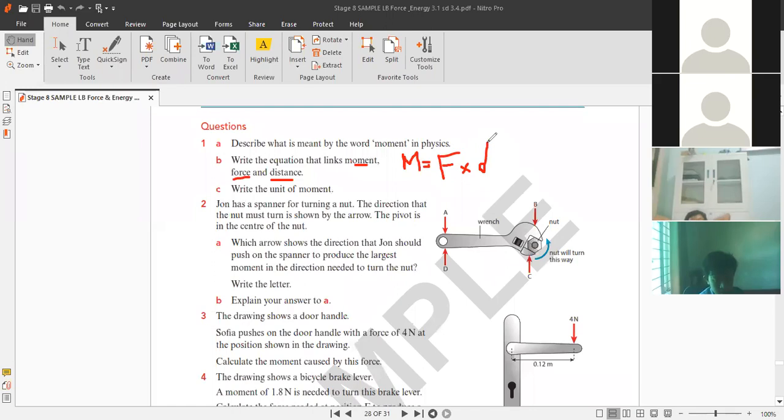Very good. Now directly, Mas Ganendra, number 1.C. Write the unit of moment. Yes, what?